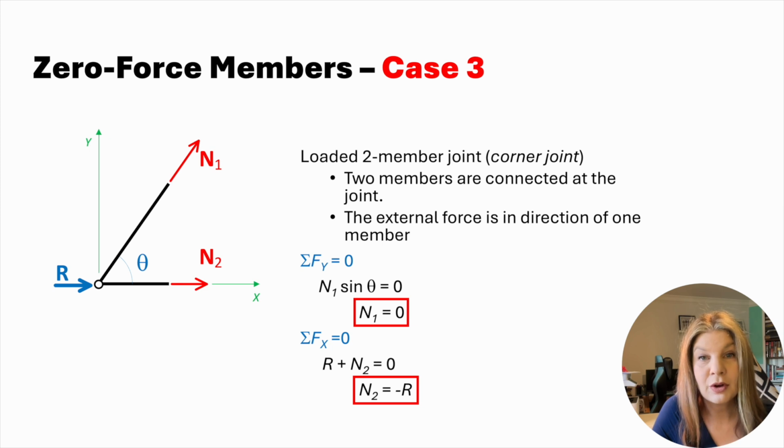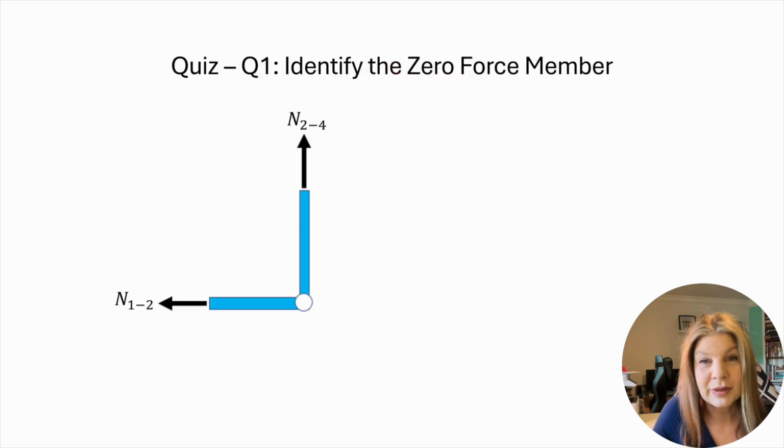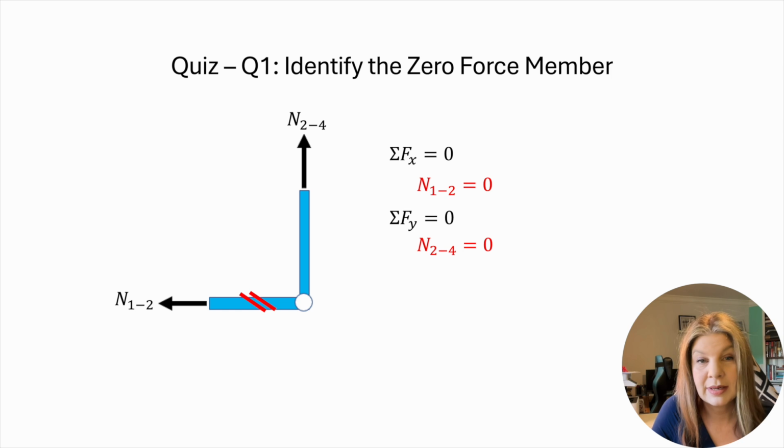So now that we've gone over all these cases, let's have a look at some joints and try and figure out where the zero force members are hiding. So case number 1, can you see any zero force members here? This is an unloaded joint with two members that are not collinear. So in this case, if I were to do the sum of forces in the x direction, I discover that N12 is 0. Doing the sum of forces in the y direction, I discover that N24 is 0.